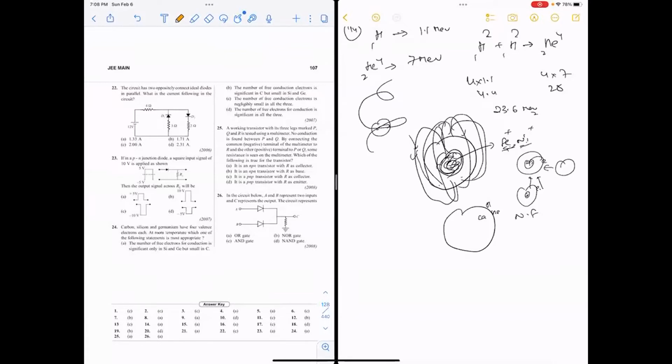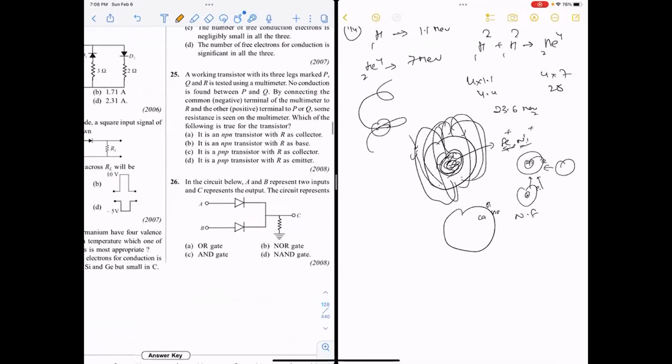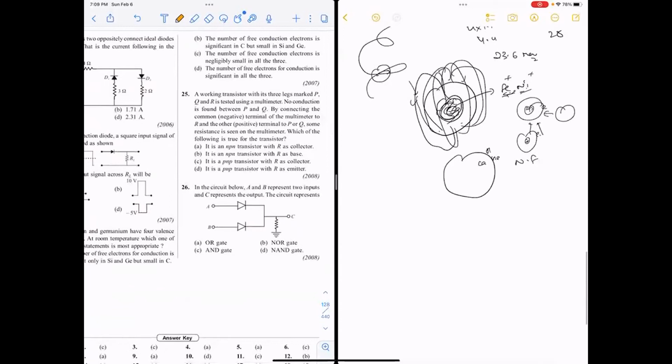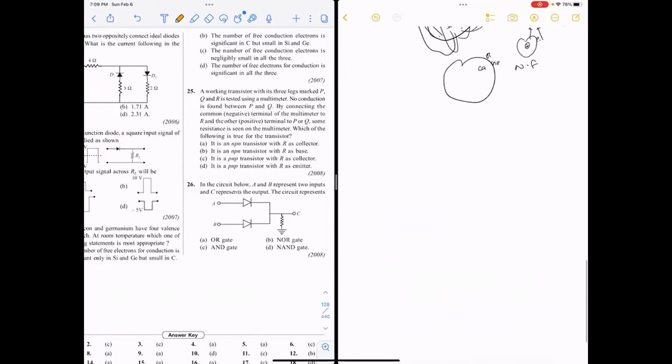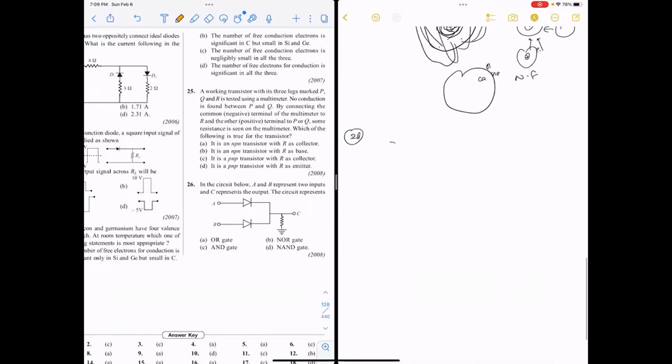Question number 26. A circuit is given below, A and B represent two inputs, and C represents the output. The circuit represents what gate? Let me tell you how to solve this question. Give 1 1. 1 means 5 volts. With 5 volts here and 5 volts here, this 5 will come out. So the output will be 5.